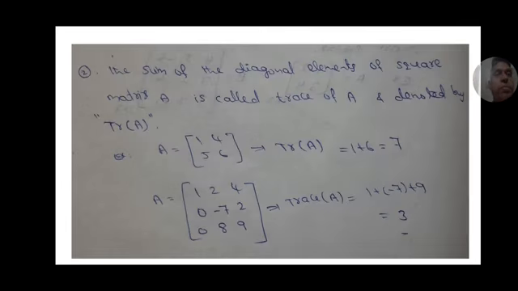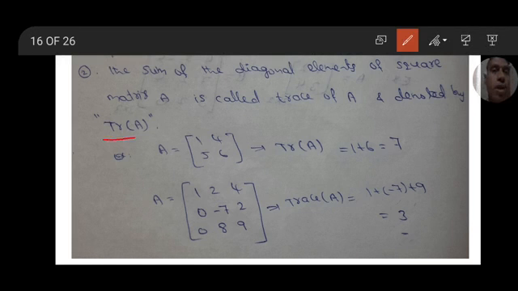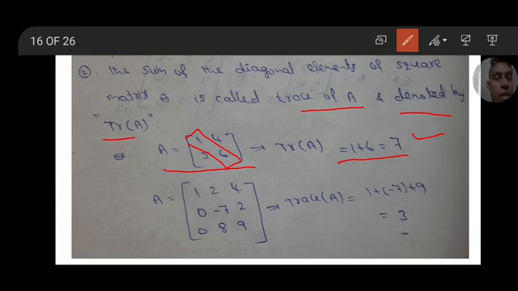Next one. The sum of the diagonal elements of a square matrix A is called the trace of a matrix and it is denoted by tr of A, trace of A. Suppose A equal to 1, 4, 5, 6. What are the diagonal elements? 1 comma 6. Their sum, 1 plus 6, is called the trace of A, that is 7 is the trace of A.